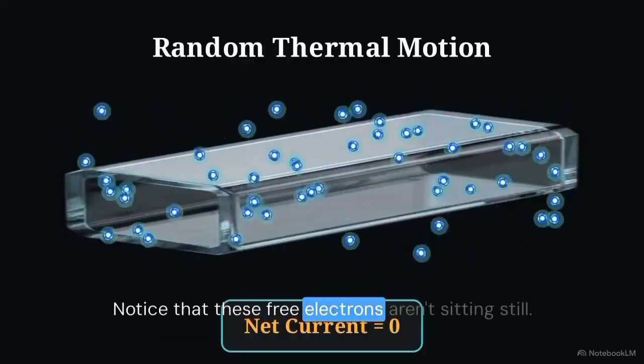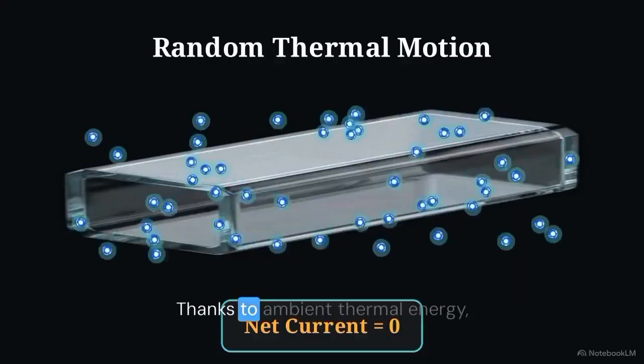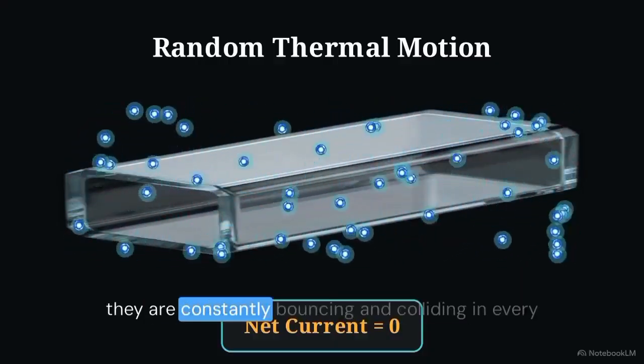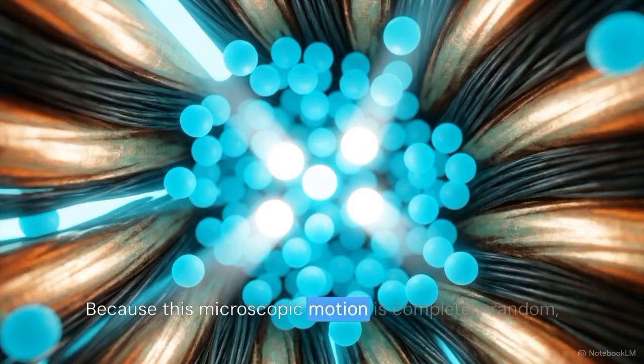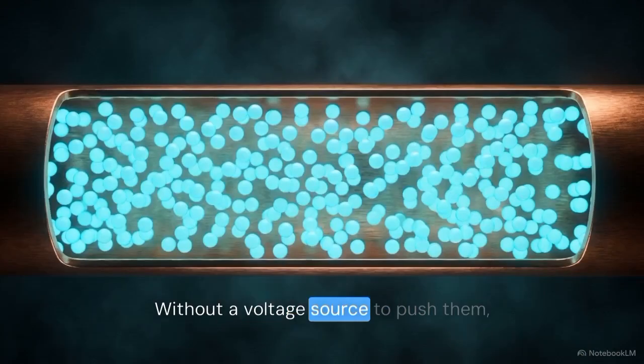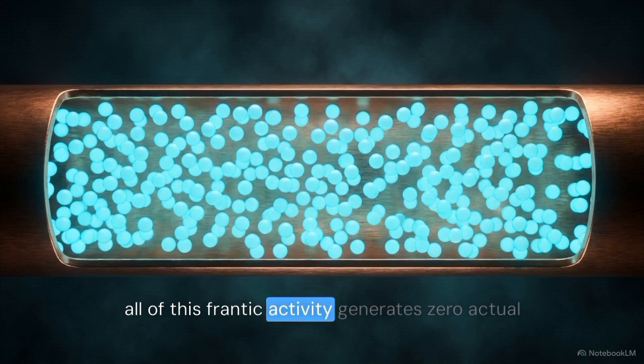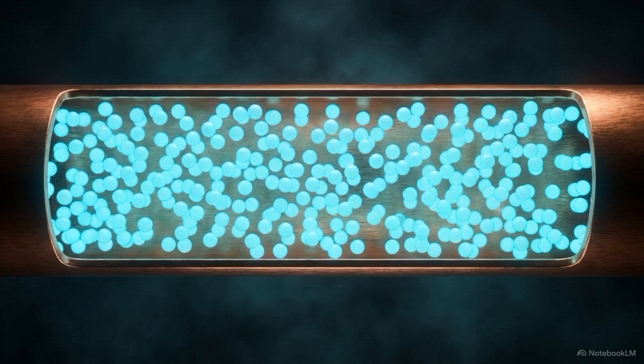Notice that these free electrons aren't sitting still. Thanks to ambient thermal energy, they are constantly bouncing and colliding in every possible direction. Because this microscopic motion is completely random, it cancels itself out. Without a voltage source to push them, all of this frantic activity generates zero actual flow.